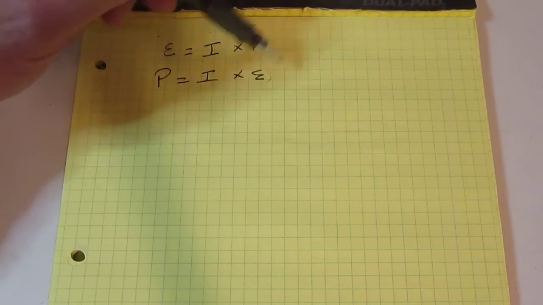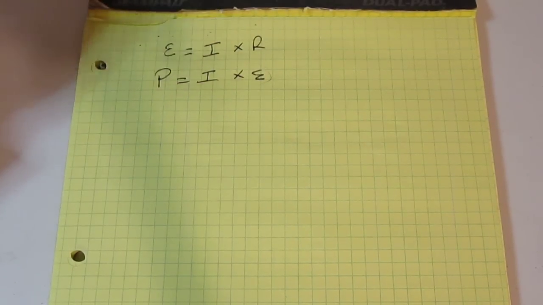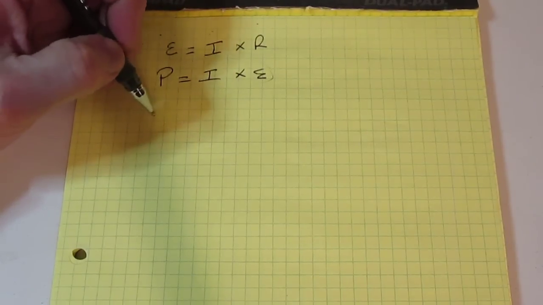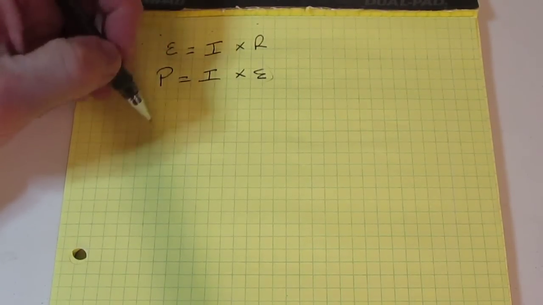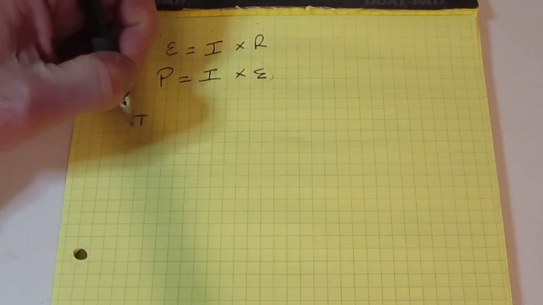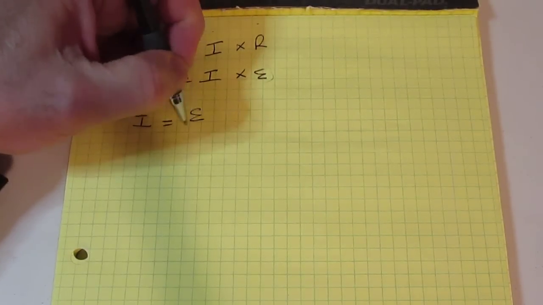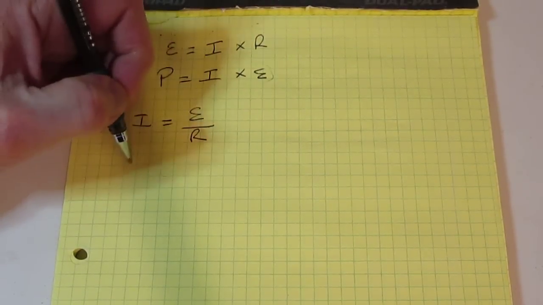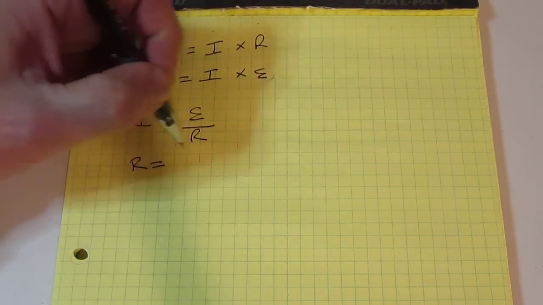Here's the thing that makes these easier to remember when you try to solve for the other variables. I'm not going to go through all the math, but when you solve for the other variables in Ohm's law, if you solve for I, it equals E over R. And if you solve for R, it equals E over I.